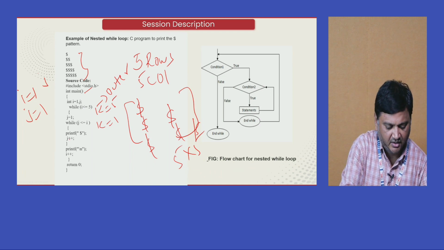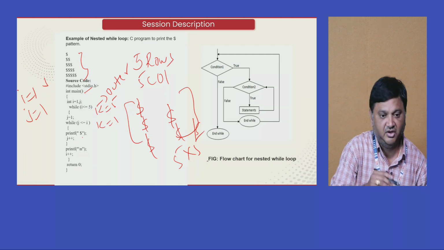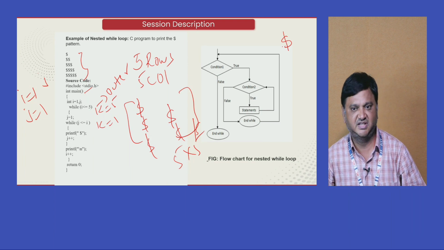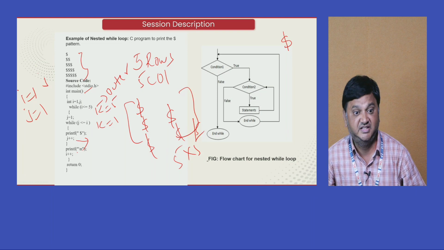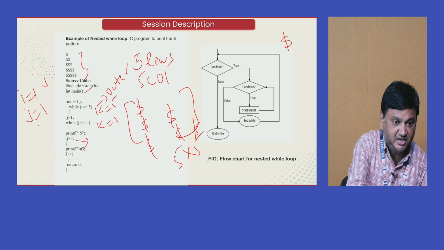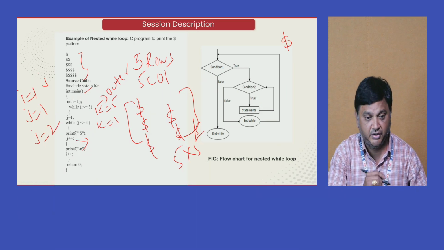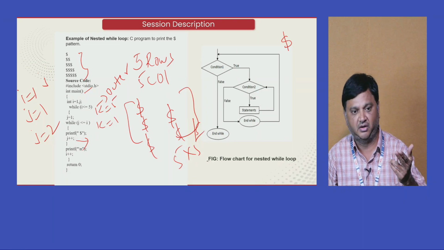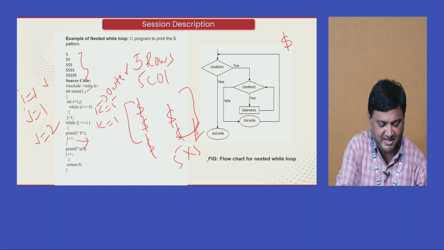Then go inside. What is printing, my dear students? Dollar. So in the first line, dollar will be printed on the screen. Very good. Immediately what you are doing? j++. So what is the initial value of j? 1. Now your updated value of j will be how much? 2. As I told you, once the inner loop condition gets failed, then only you have to go for the outer while loop. So what is the condition in the inner while loop? j less than or equals to i.